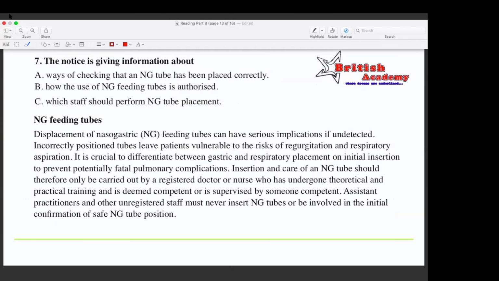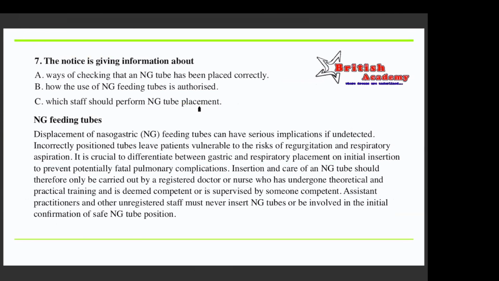This is the question. Here the options also, I'll keep them open. Read the question first. The notice is giving information about what? So find what it is and tell me what can be the right answer. You can comment in the comment box. Everyone, go ahead.